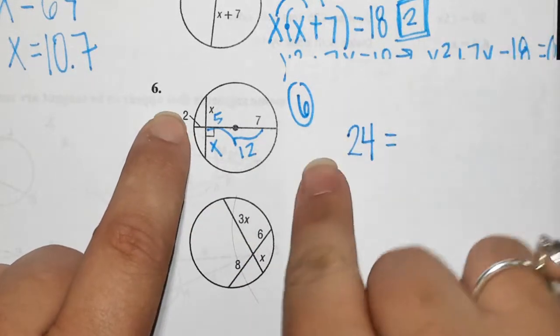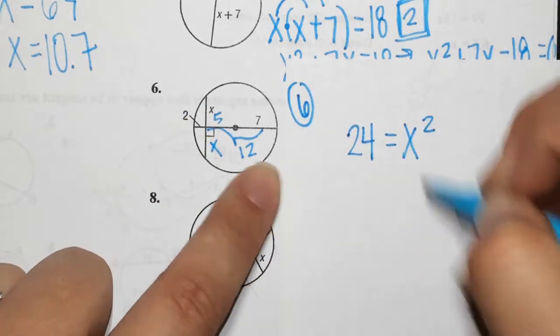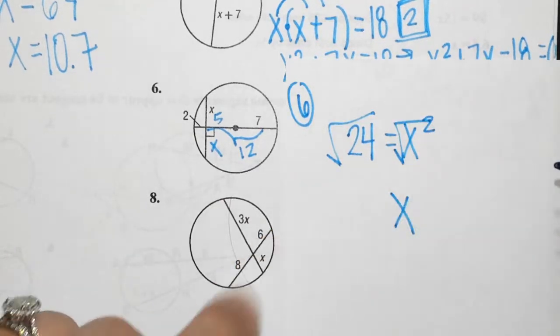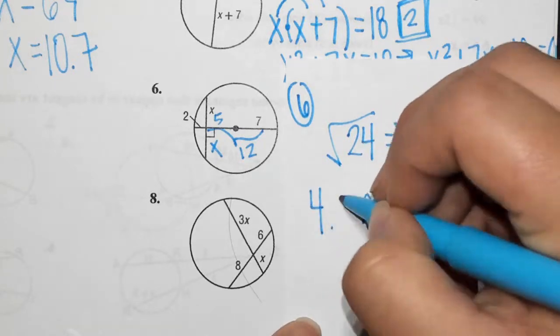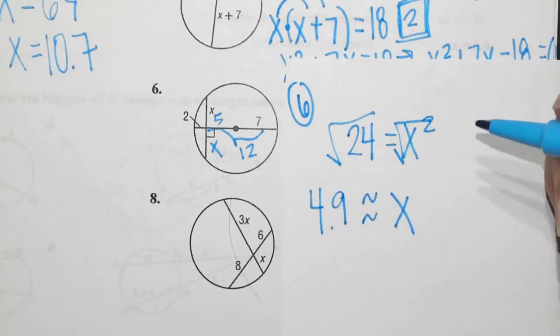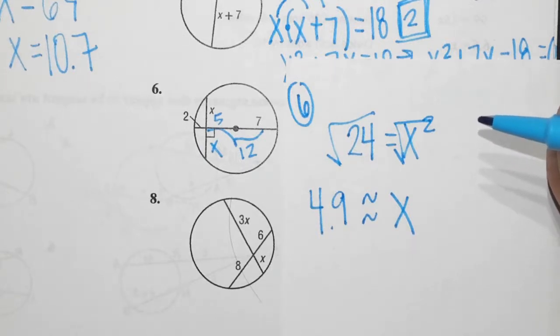This times that is 24. X times x is x squared. So to solve for x, you have to take the square root of 24. 5-ish, 4.9. Try 7 and 8 on your own.